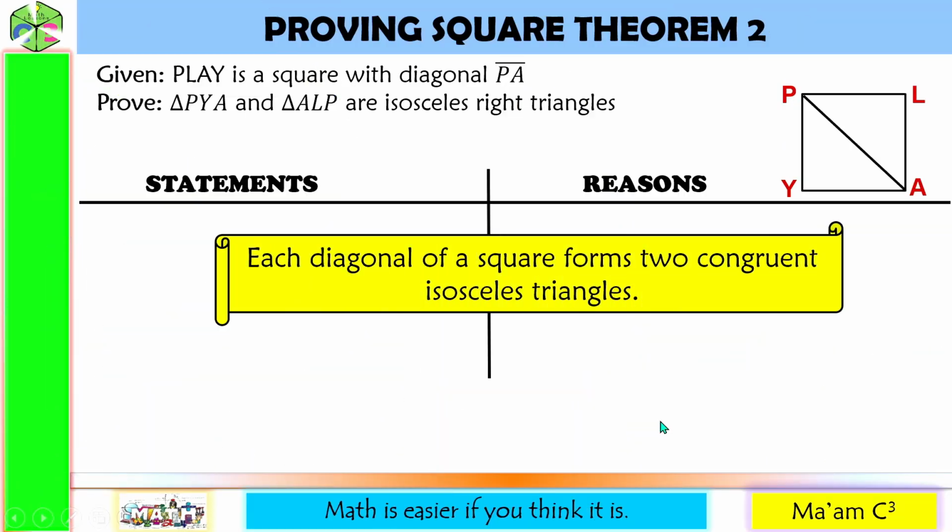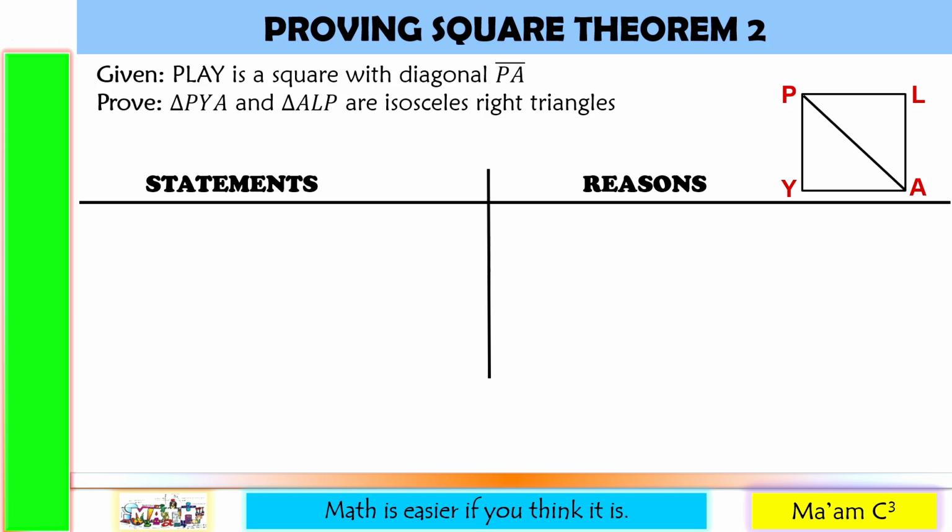And that is, each diagonal of a square forms two congruent isosceles triangles. Notice that there is no statement nor reason given. So we have to supply everything. This one is quite tricky. We have here PLAY is a square with diagonal PA. And we're going to prove that triangle PYA and triangle ALP are isosceles right triangles.